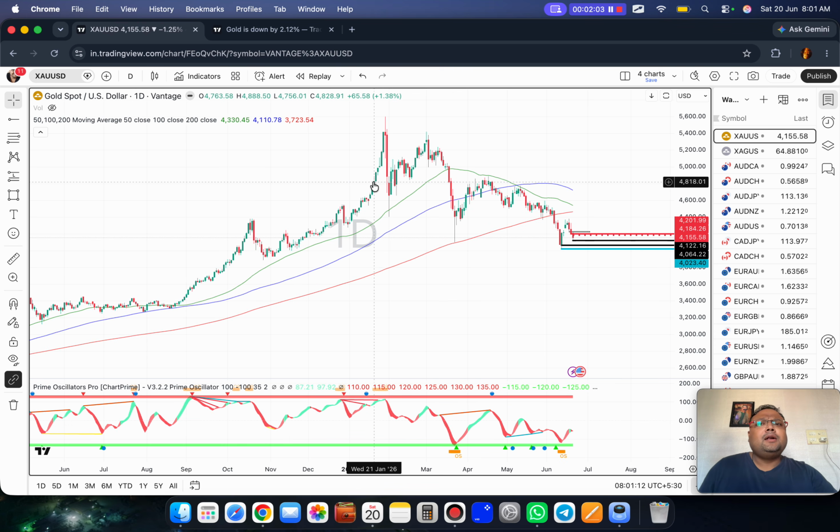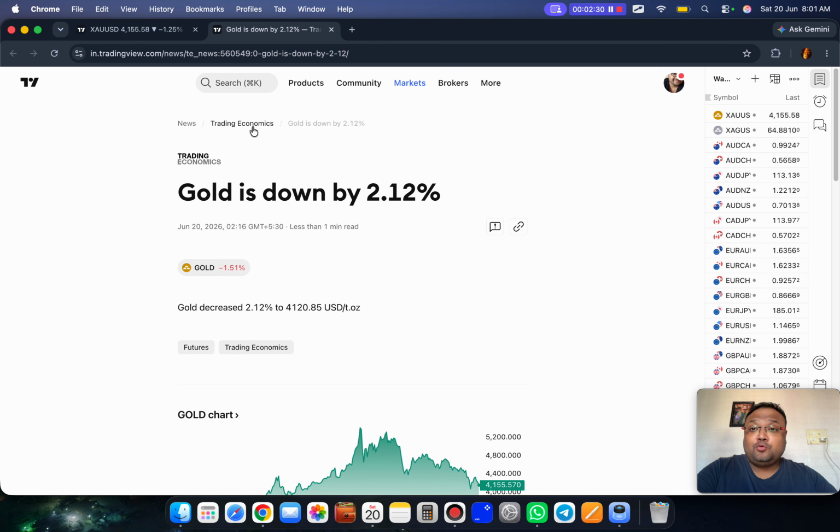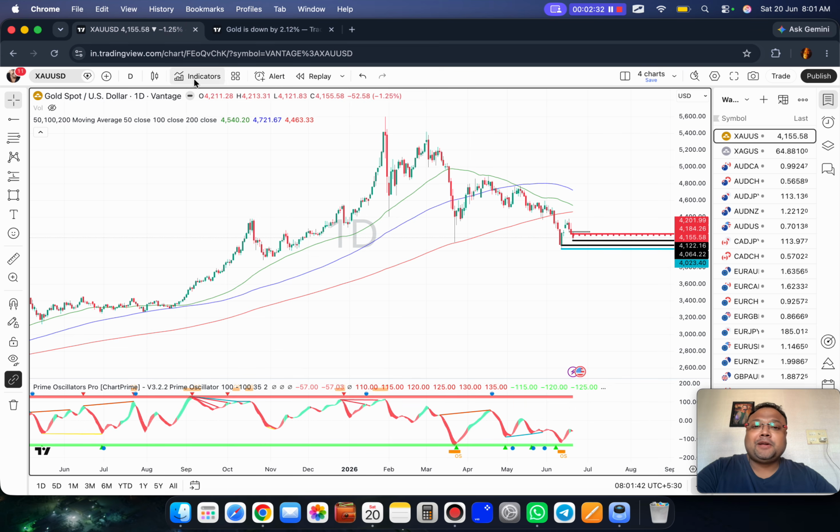So if you are a buyer, then obviously you need to be patient, because for investment purposes or for long-term buyers, every dip is an opportunity. But if you are looking for some quick profits, or if you are planning to buy and sell within the next couple of days, then it may not be the right time, because as we can clearly see, there is pressure. You can see gold is down by 2.12% here. So let's look at the trading opportunities for Monday then.